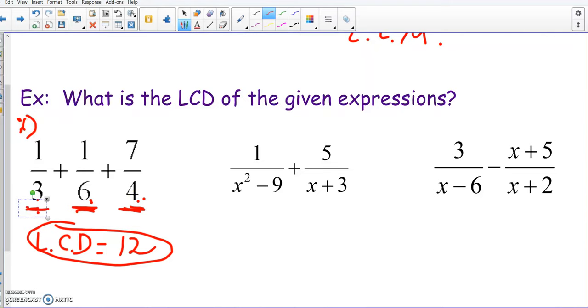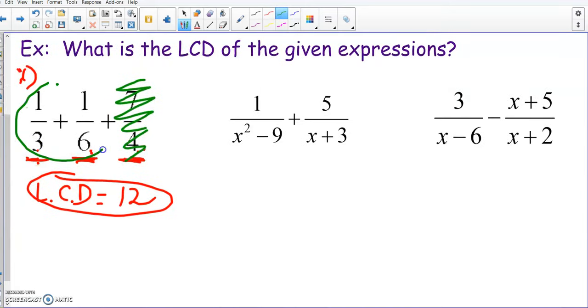Because 3, 6, and 4 are factors of 12, and 12 is the smallest number that they all multiply into. Now, something good to note is if I cross out 7/4 and I look at just these two fractions, the LCD would no longer be 12, it would actually just be 6, because what is the smallest number that 3 and 6 both multiply into? 6.